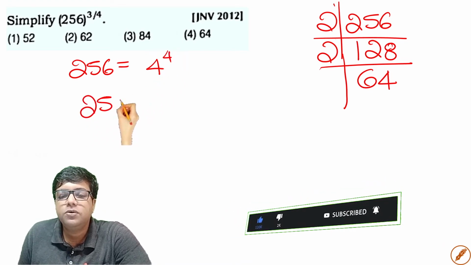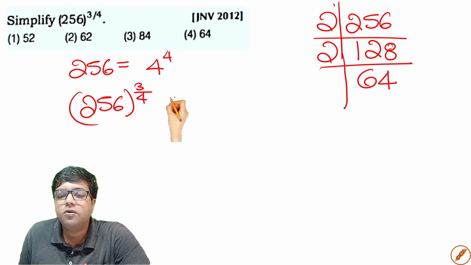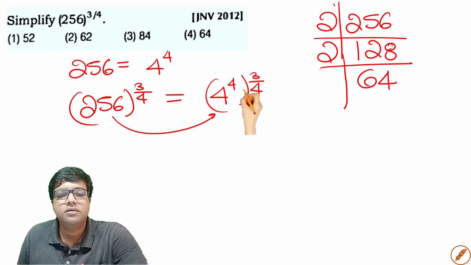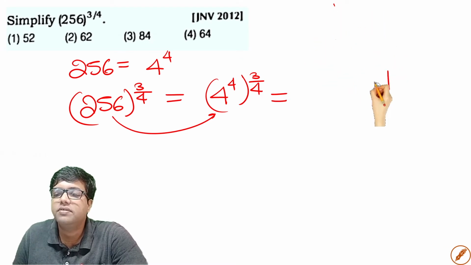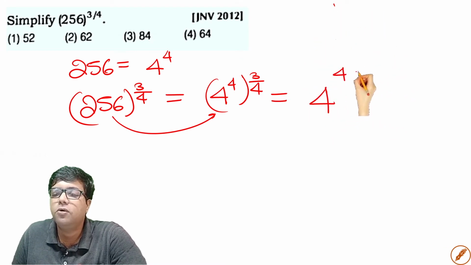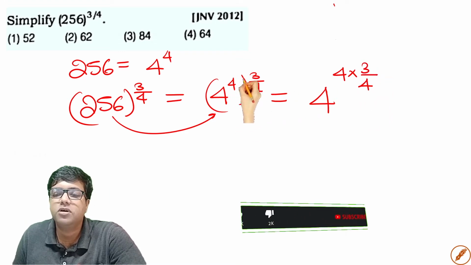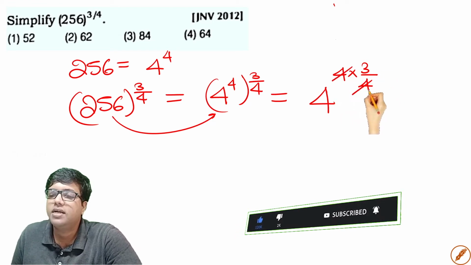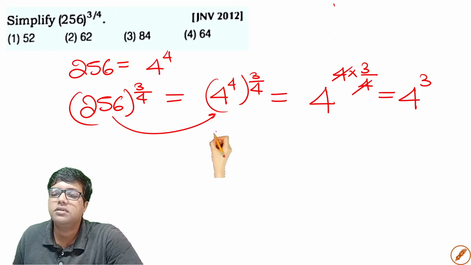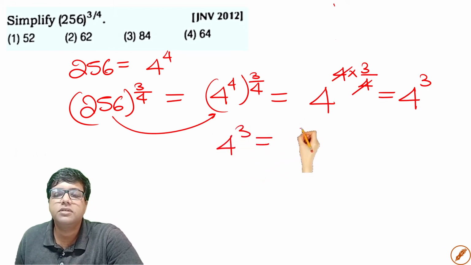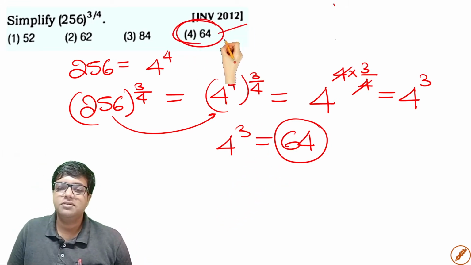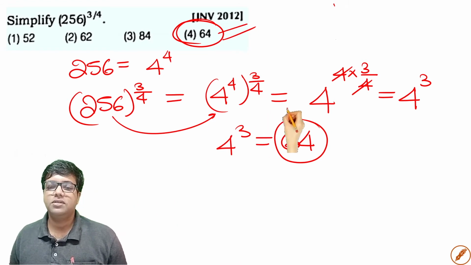So therefore 256 to the power 3 by 4 can be written as 4 to the power 4, whole to the power 3 by 4. And this can be written as 4 to the power 4 into 3 by 4, because powers will be multiplied. Okay, 4 gets cancelled, so now we are left with 4 to the power 3. And you know what is the value of 4 to the power 3? 4 to the power 3 is 64. So option 4 is the right answer for this question.